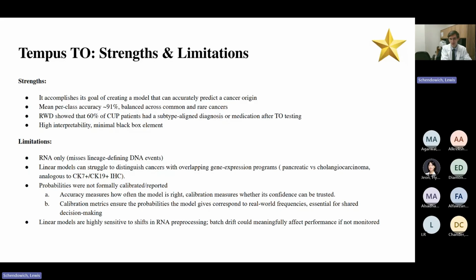Additionally, something that's a little bit less relevant but of note, these linear models are highly sensitive to shifts in RNA preprocessing. So you really have to standardize the input. In this case, Tempus TO does run all of their RNA internally, so that is something they are controlling for.